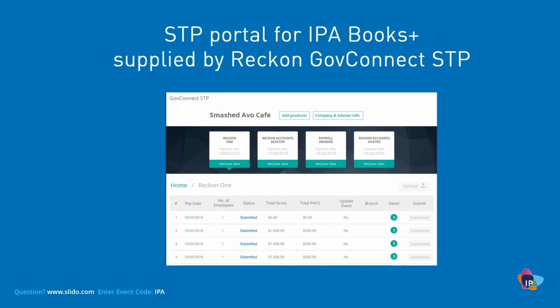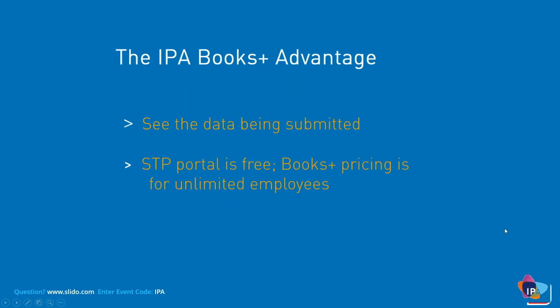What we've created with IPA Books Plus and Reckon is a product called GovConnect STP, and this will link all the products of Reckon and IPA Books Plus into one program to communicate with the ATO. The great advantage is that this program allows you to view the data before you actually send it to the ATO. Also, the STP portal is a free program, and the Books Plus pricing allows for unlimited employees, so no hidden costs with that one.